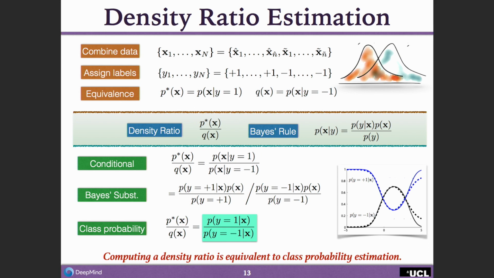Then, because we are manipulating the probability, we can always introduce a label. So for every data point, we are going to introduce a label and a new random variable. So we're going to introduce this random variable y. And for all the data that came from P star, we're going to give it a label +1.